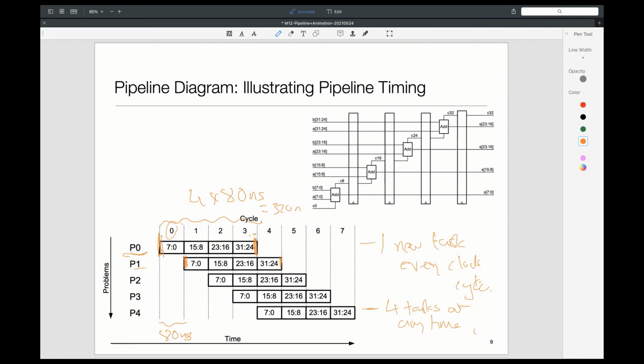Everyone's getting it. So again, latency, which is start to end delay, is unaffected. That's still 320. But I'm able to do more jobs. What is the cost? What did I pay for this? Like, is it all coming for free?